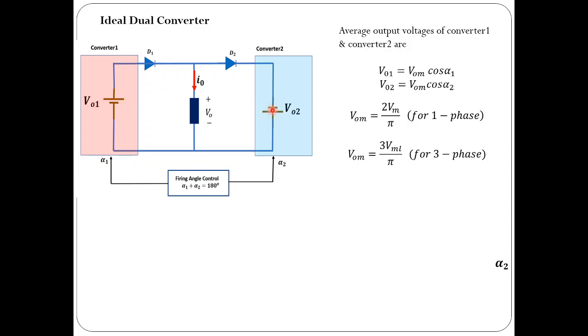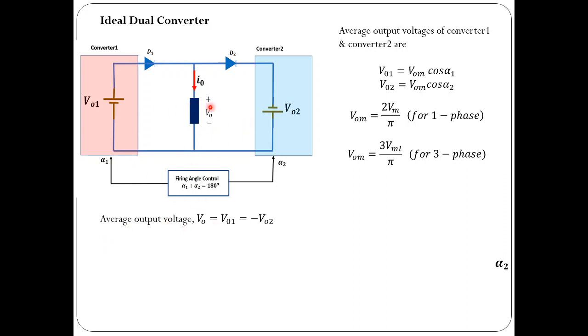so they are in anti-parallel, right? They are in anti-parallel. Now for example, I am operating both at a time. Then you should maintain alpha 1 plus alpha 2 equal to 180 degrees. Let us derive this condition. We know the average voltage when both are operating at a time, so you should have this kind of relation.